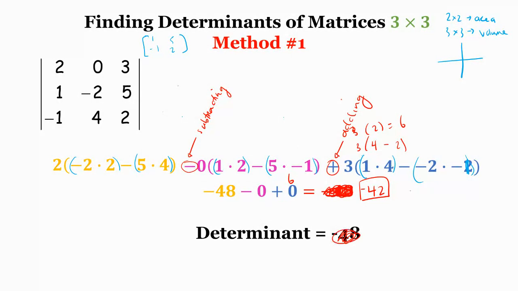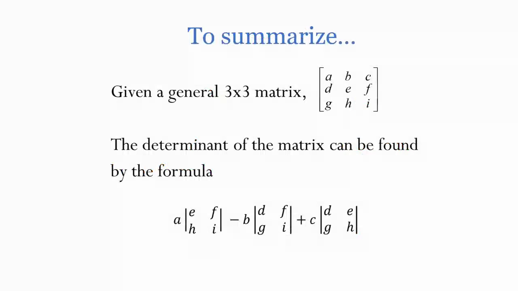So sorry. It's negative 42. Okay. So that's method 1. And just to summarize what happened here, this is my general 3x3 matrix. Remember A, B, C, D, E, F, G, H, I. The determinant of the matrix can be found by this formula.